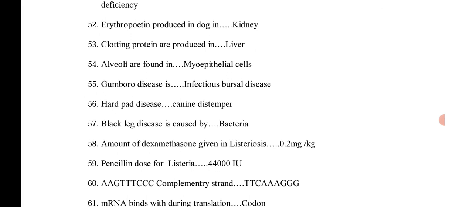Heart pad disease is another name of canine distemper. Black leg disease is caused by bacteria.